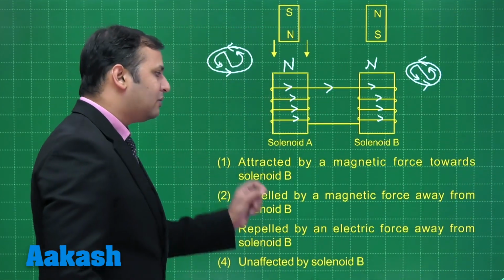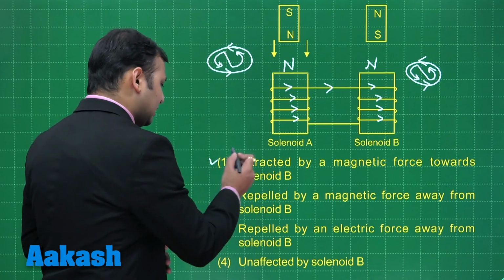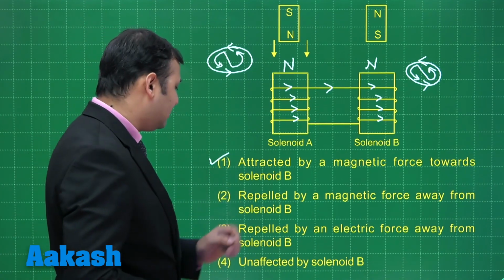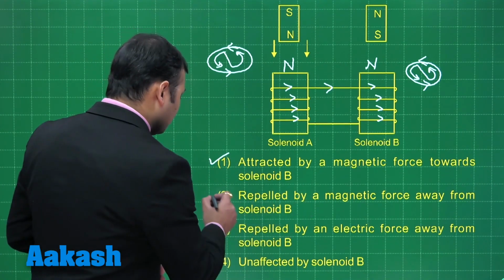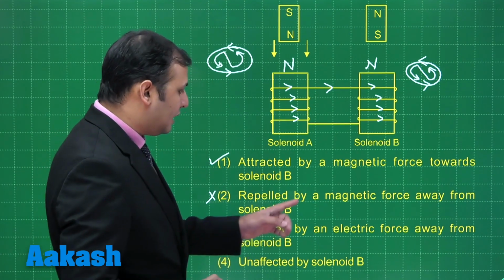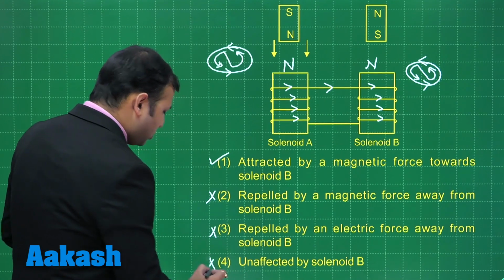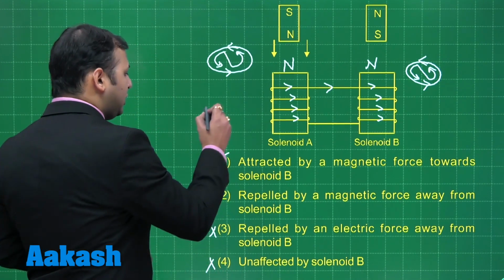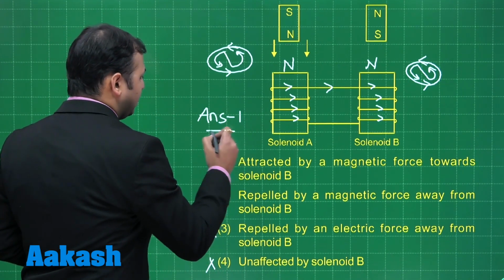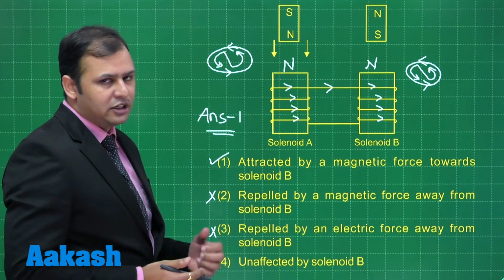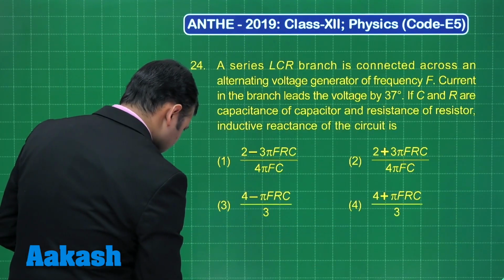First, attracted by a magnetic force towards the solenoid B. This seems to be correct. Let's see the second one. Repelled by a magnetic force away from solenoid B. No. Repelled by an electric force away from solenoid B. No. Unaffected by solenoid. No. So correct answer to this question would be option number 1. I hope you have understood the question. Now let's move on to next question.